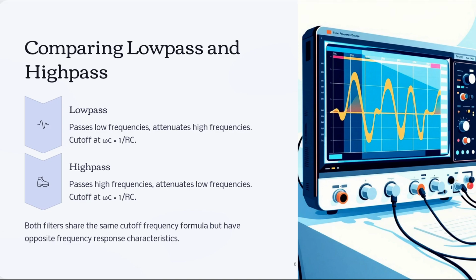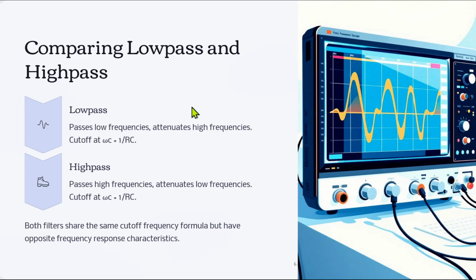So both filters share the same cutoff frequency formula, as you can see here, and their behavior on passband and stopband is totally opposite. The passband for the low pass filter becomes the stopband for the high pass filter. So that is low pass and high pass filters.